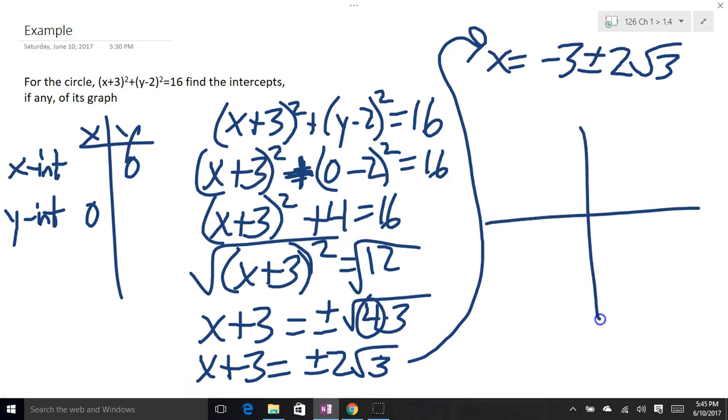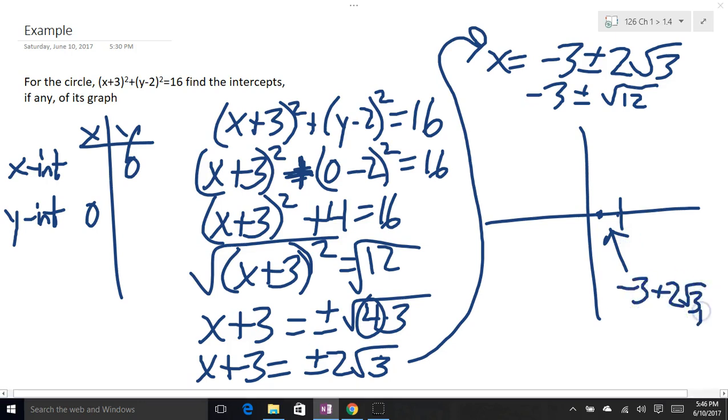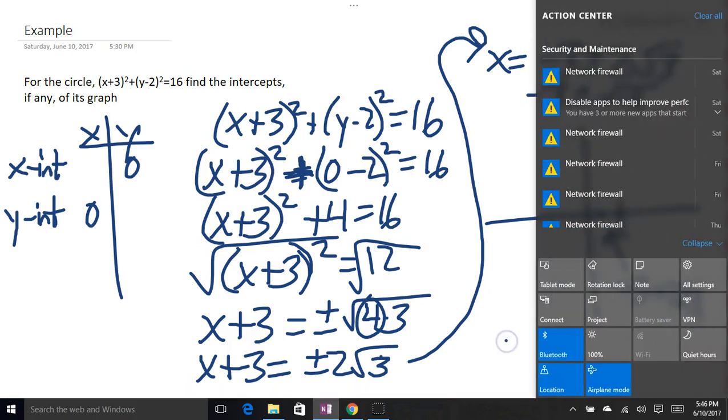So on your graph, if you don't have a calculator on you, that's the square root of 12 right there. So you've got two x-intercepts here. You got negative 3 plus root 12, and root 12 is between 3 and 4. So it's 3 point something. So you got negative 3 plus 3 point something, so you're at about right here, 0.5-ish. Okay, there's negative 3 plus root 12. That's negative 3 plus root 12, comma 0.